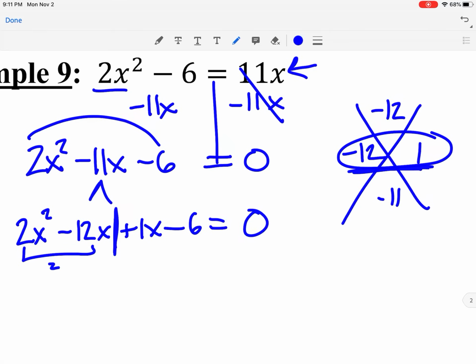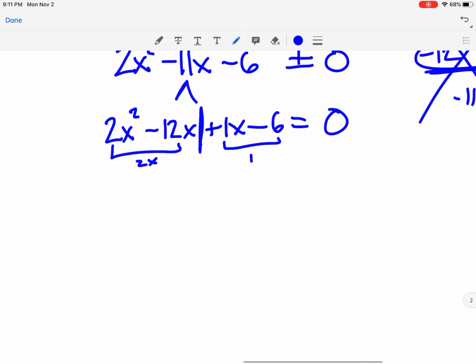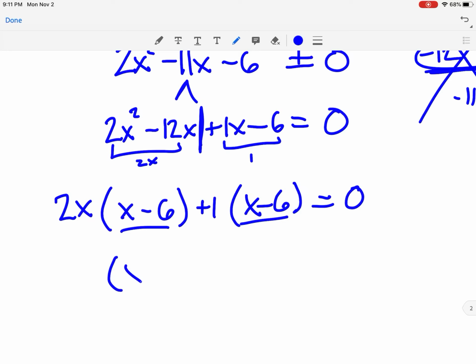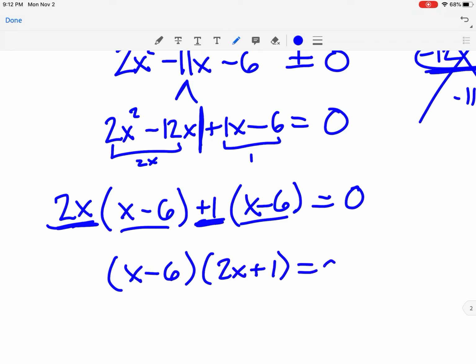Oop, forgot the square. So my GCF here is 2x. My GCF here again is 1. So factoring out a 2x, I get x minus 6 left. Factoring out a 1, I also get x minus 6. Perfect. So now I factor out the x minus 6, and what I'm left with is my GCF here and here, 2x plus 1.